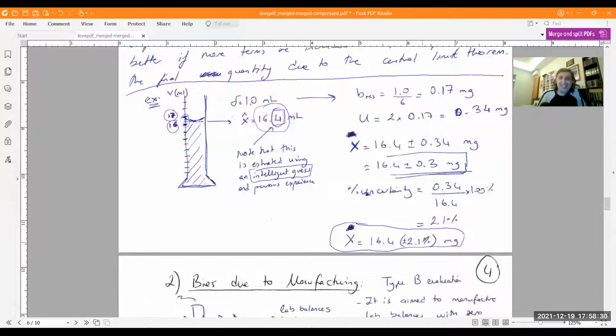So this is when you include the resolution of a measuring device, and you always have to include the resolution of a measuring device, because they always have resolutions. When you use a stopwatch, there is a resolution for seconds or milliseconds, whatever, for volume, for length, all of that.